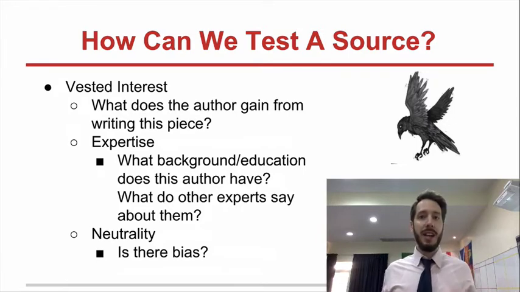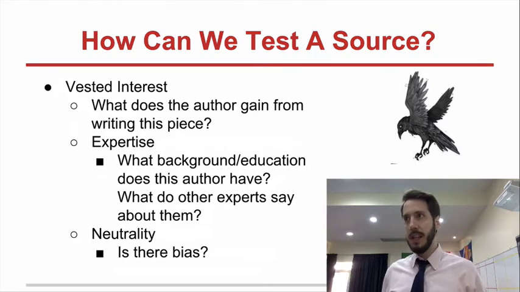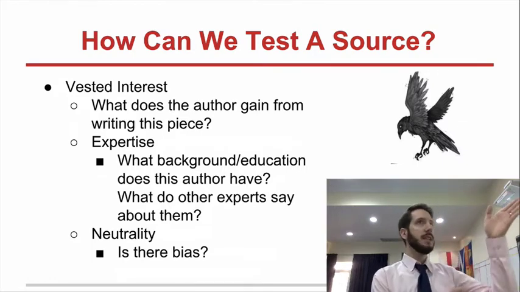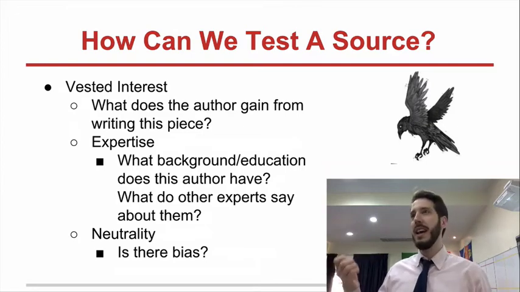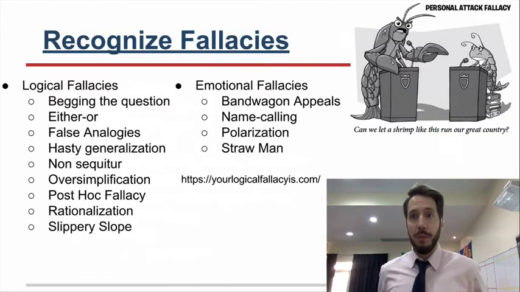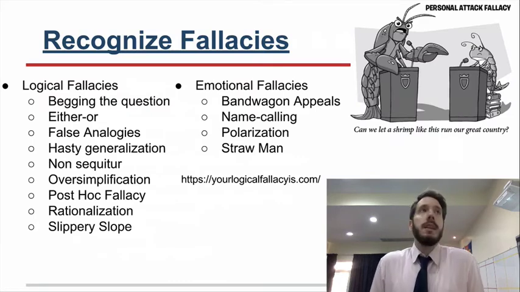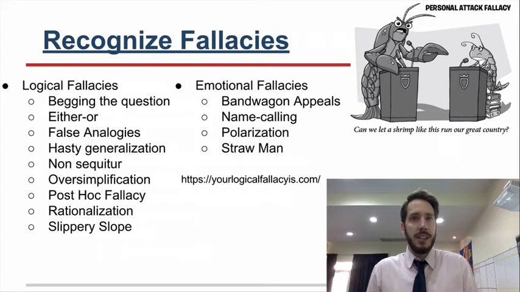Last thing is neutrality. Can I detect bias in that source? Can I see they're just taking one particular view and just hammering it home, and they're not looking at counterclaims, and they're just really taking one strong position? If you see that, that's going to be an issue. So that's RAVEN.